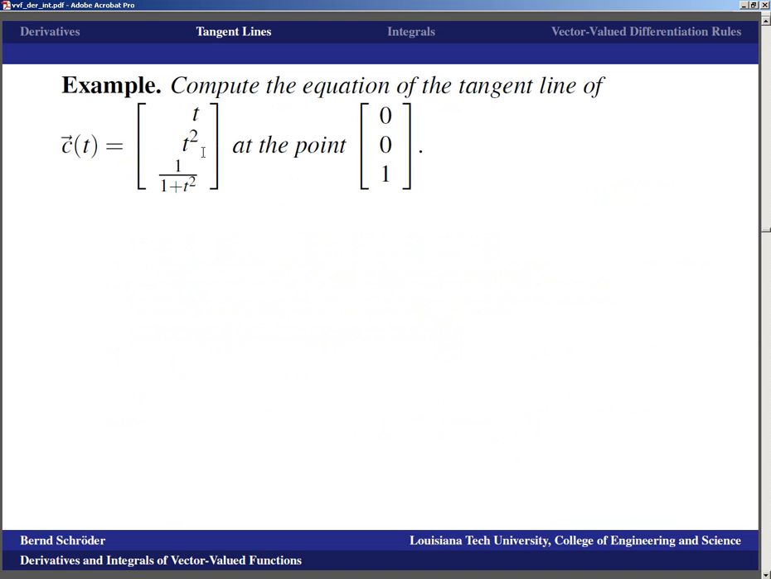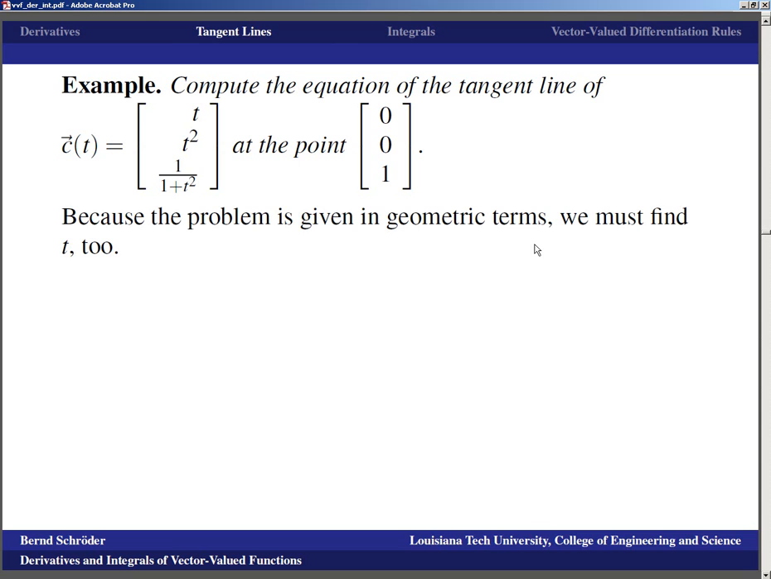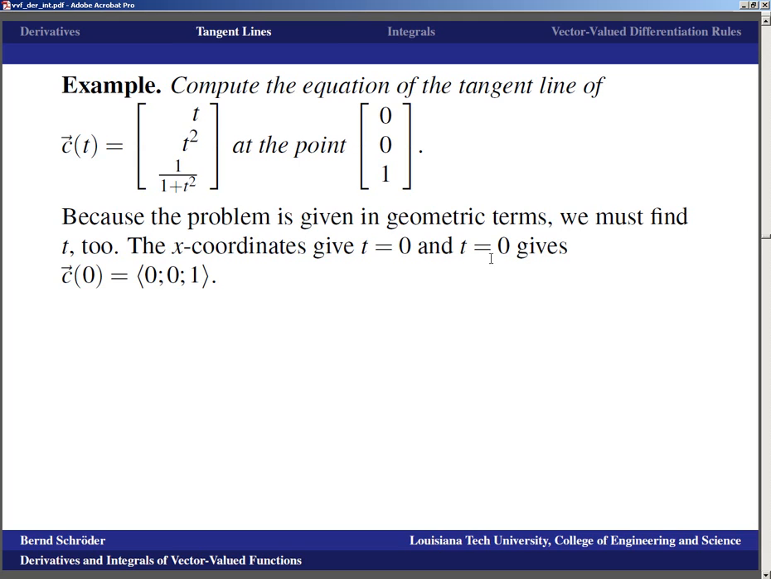Okay, now the previous panel had shown how to figure out the tangent line at a certain time t. Because the problem here is given in geometric terms, we must first find t, and that's not that bad, because the x-coordinate gives us that t must be equal to 0. Then just to double check, if I plug t equals 0 into this function, I get c of 0 being (0, 0, 1 over 1 plus 0), which is (0, 0, 1) as a vector.